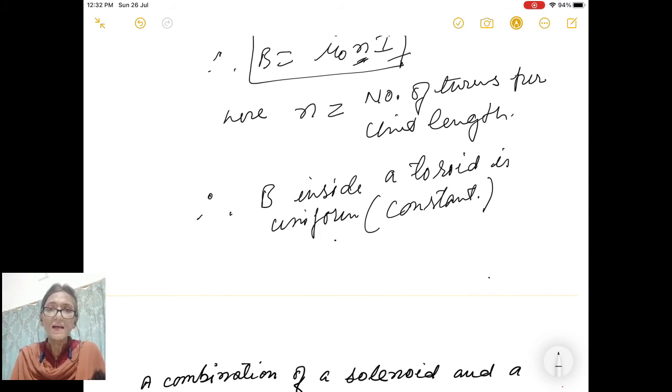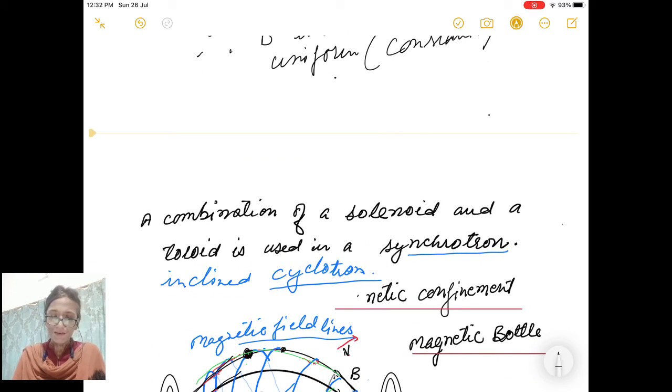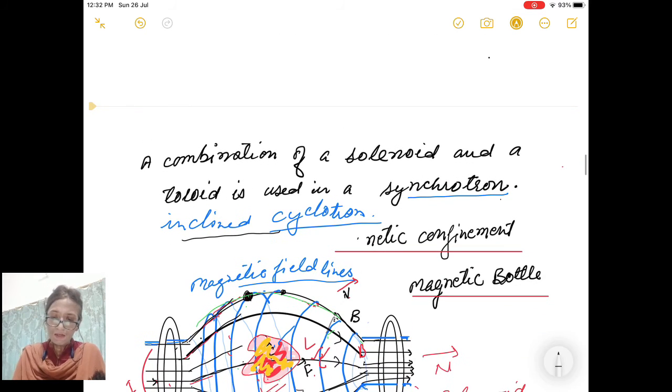Now this toroid and solenoid are jointly used at many places. A combination of solenoid and toroid is used in a synchrotron. Synchrotron is actually an inclined cyclotron which is used to energize charged particles to a very high energy. It increases the velocity of a charged particle, so its energy is increased.